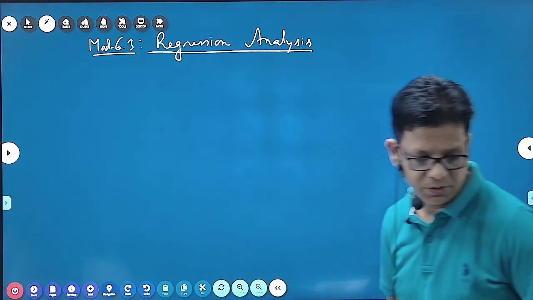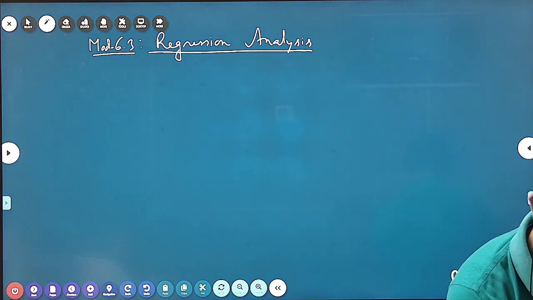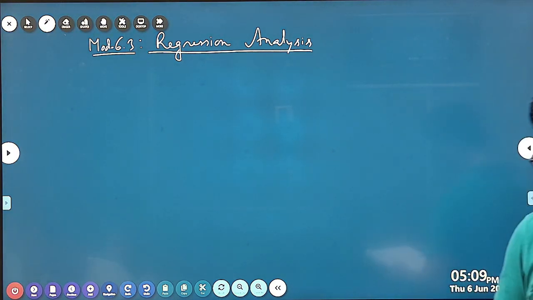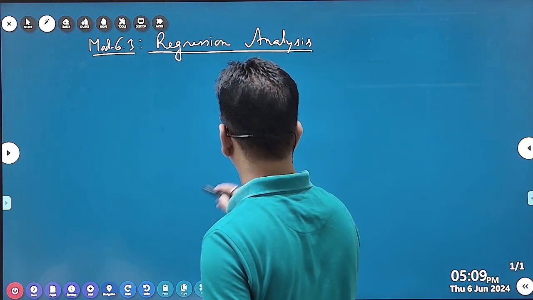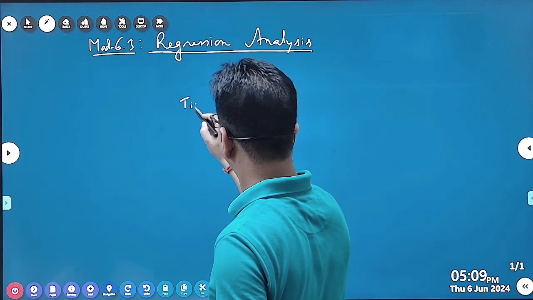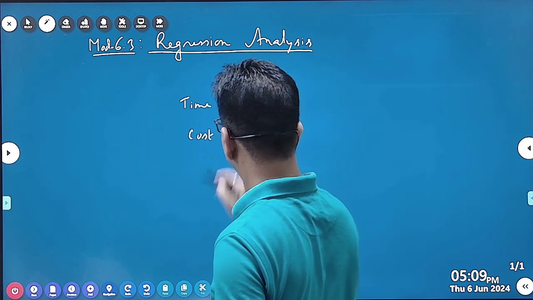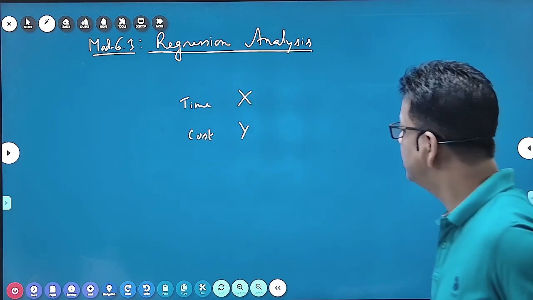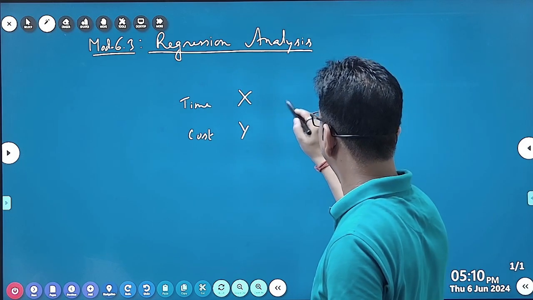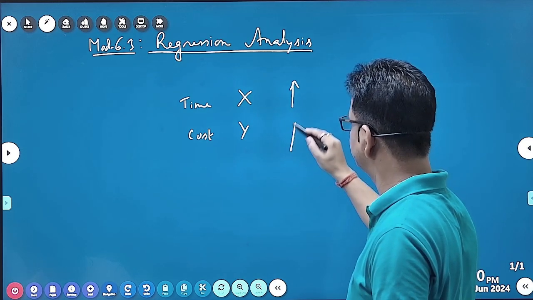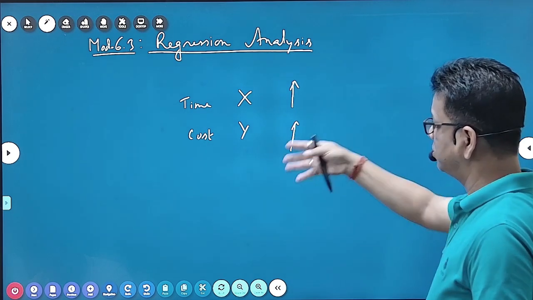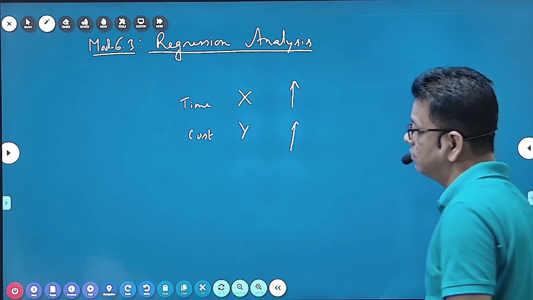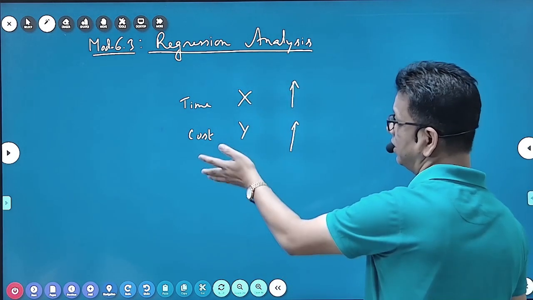Then, when you talk about regression, it is almost the same. The application is almost the same as correlation. Suppose you have two quantities x and y. Suppose x is the time and y is the cost. When the time increases, in most cases the cost also increases. Yes or no? Suppose the cost of 1 liter of petrol 10 years back, now it is definitely increasing.